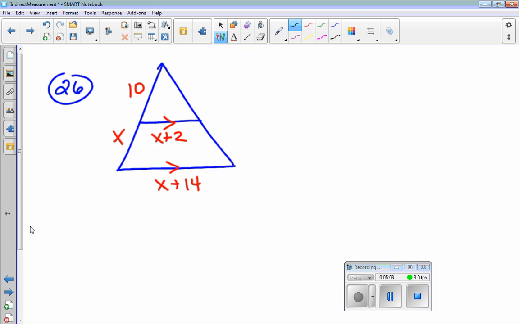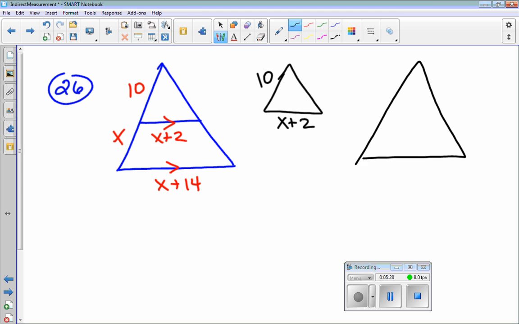Okay, so what I'd like to do in this problem is first determine whether or not the triangles are similar. Do we have a pair of similar triangles? Yes or no? What's the reason that they're similar? Well, maybe it's better if I separate them. I have a little triangle with a 10 and an x plus 2. And then I have a big triangle with an x plus 14 and, what's the length of the left-hand side of the big triangle?